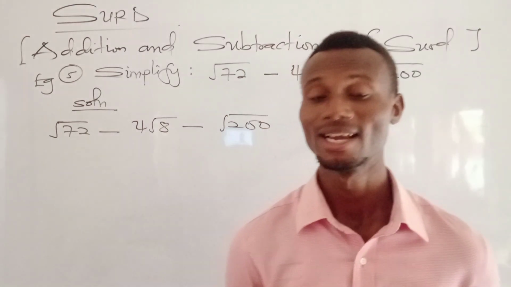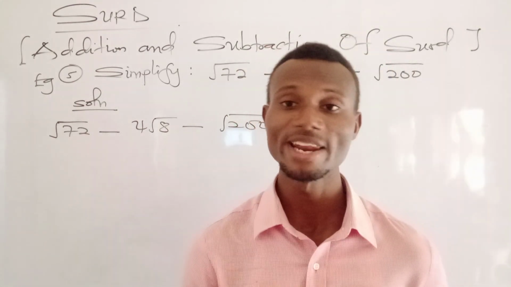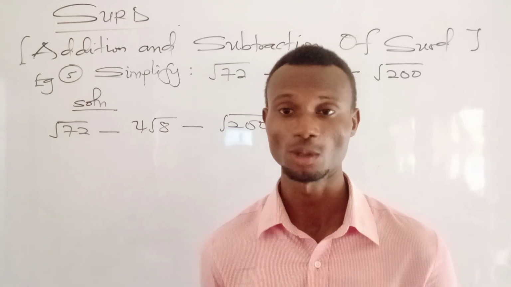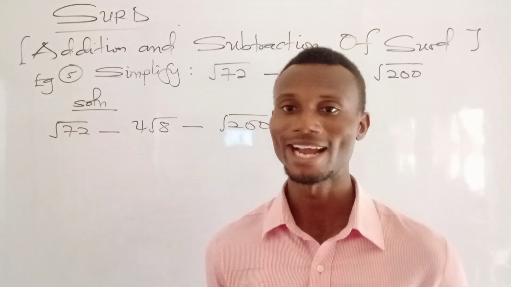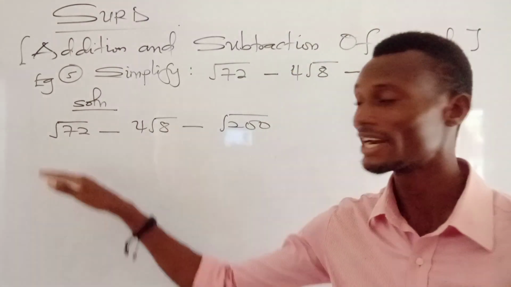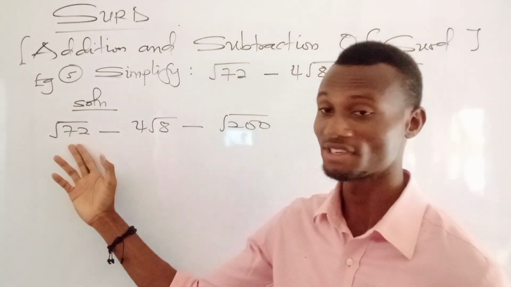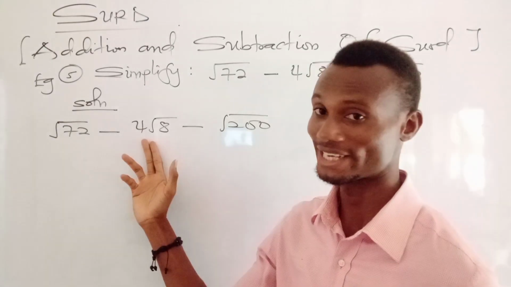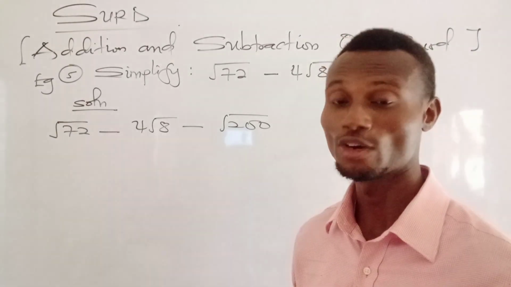We've learned under the addition and subtraction of surds that we can only add like terms and we can only subtract like terms. Looking at the question we have here, there isn't any like terms. Check, we have square root of 72, this one is 4 root 8 and this one is square root of 200. There isn't any like terms to add or subtract.